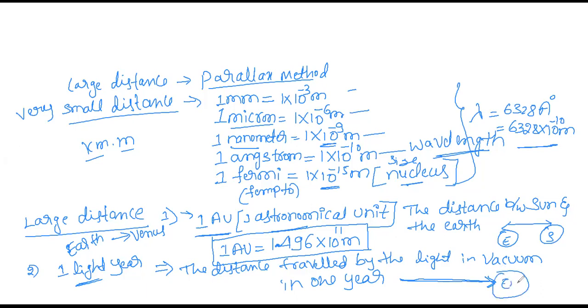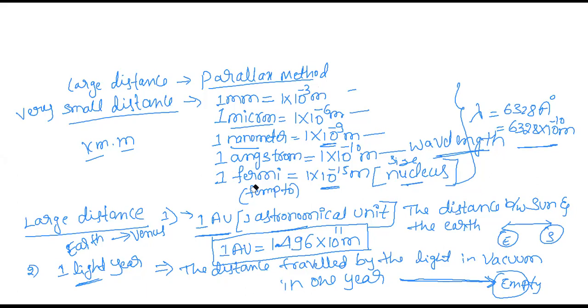Light can pass through both air as well as a vacuum in 1 year. That is called 1 light year. Hence we are using the 1 light year. 1 light year is nothing but a distance traveled by the light in air or vacuum in 1 year.